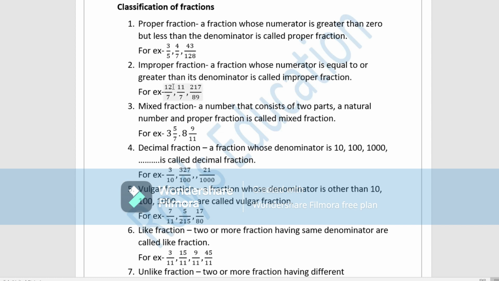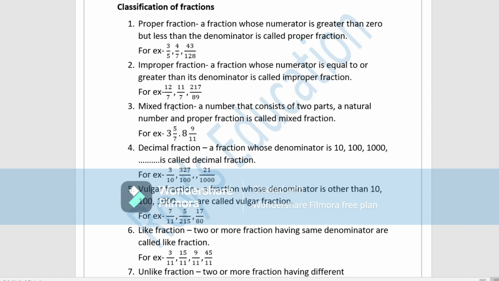That means here we can see 12 by 7. Obviously the numerator is greater than the denominator. Here 11 by 7, the numerator is greater than the denominator. Here 217 by 89, here also the numerator is greater than the denominator. That means when your numerator is greater than the denominator, in that case we can say the fraction is an improper fraction.